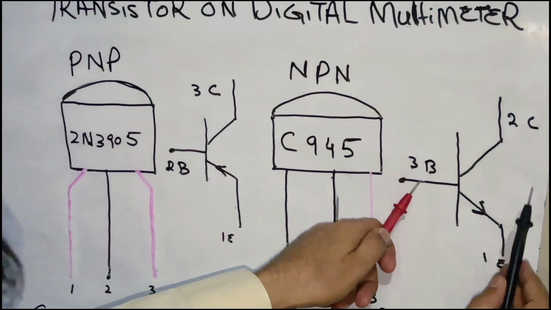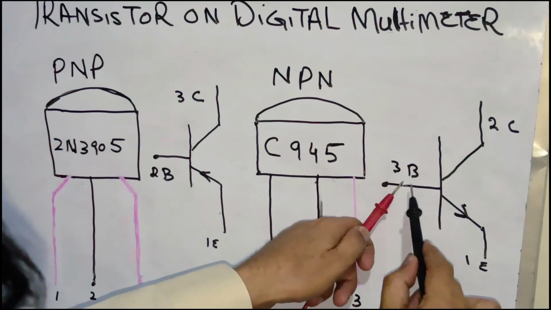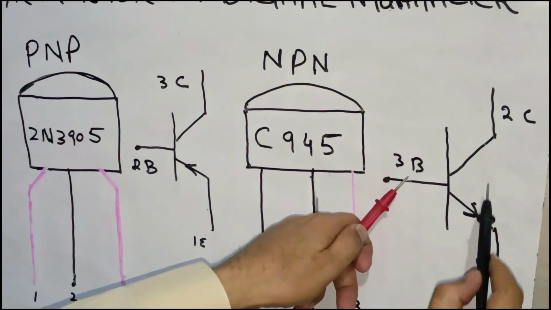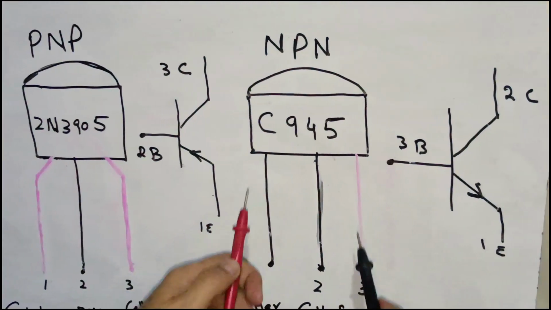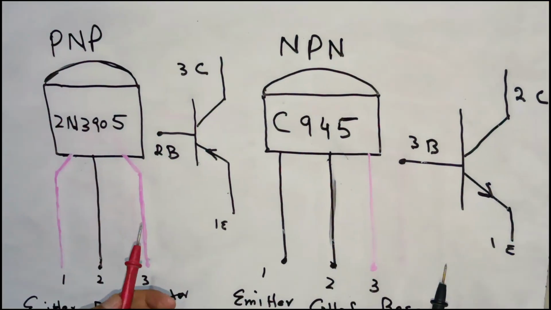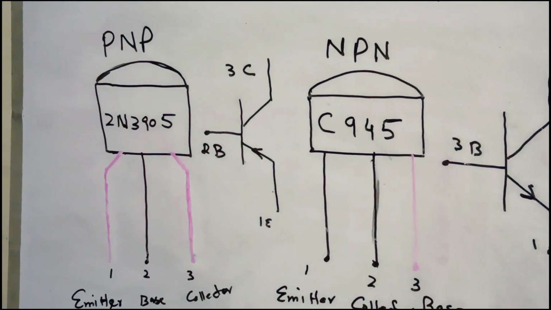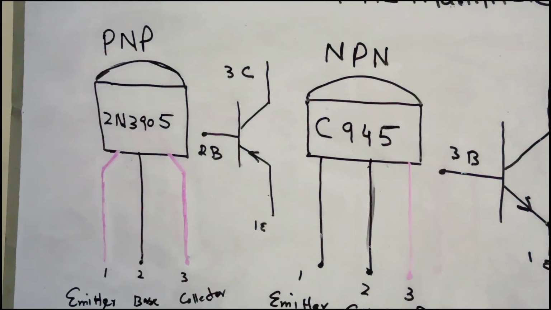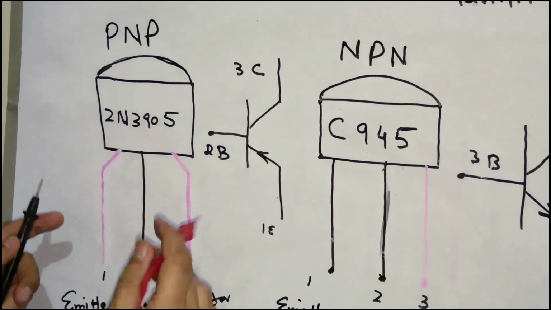This is the P, and the other side is N. This is P, and this is N. So we can see this C95 is the NPN transistor. Now let's see the PNP transistor.